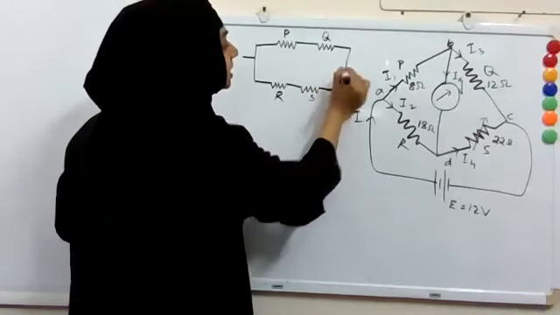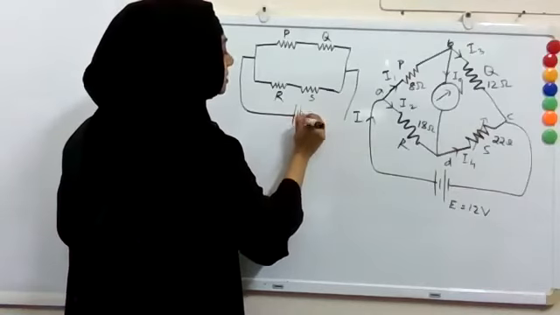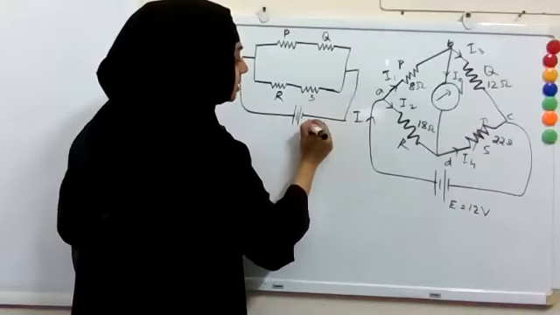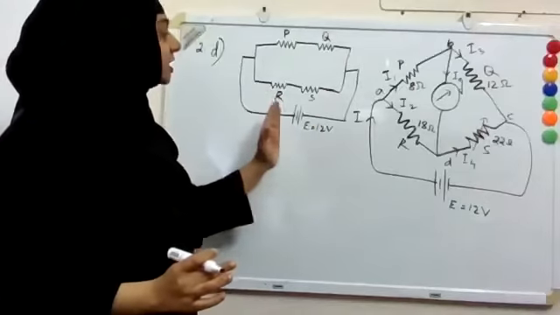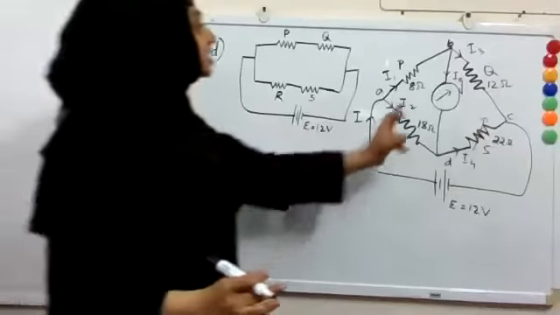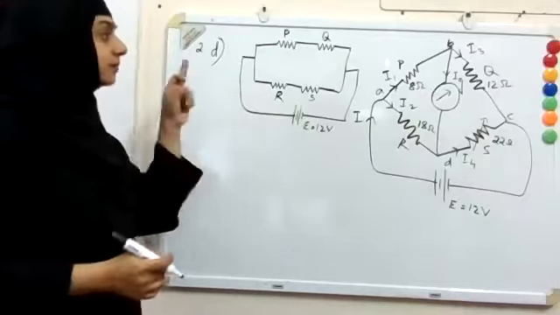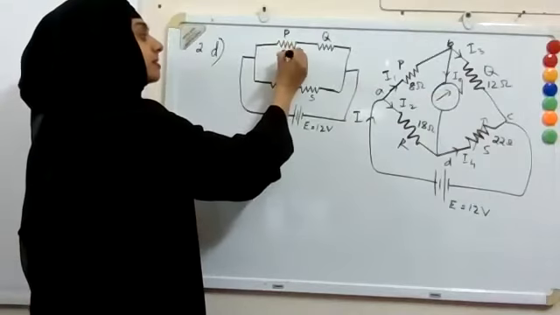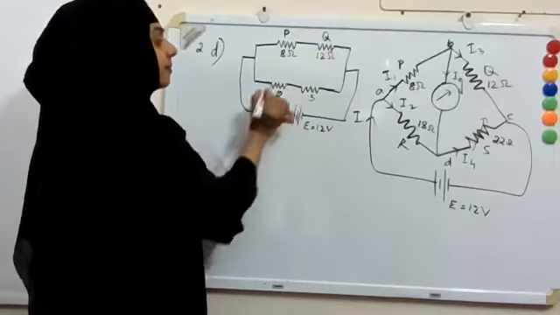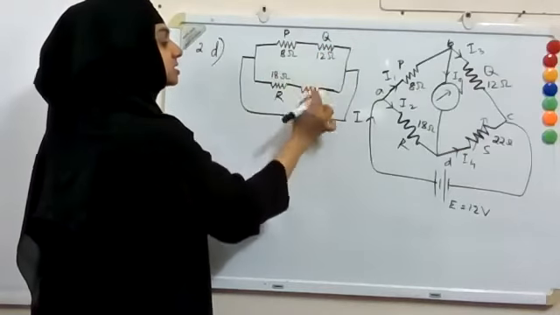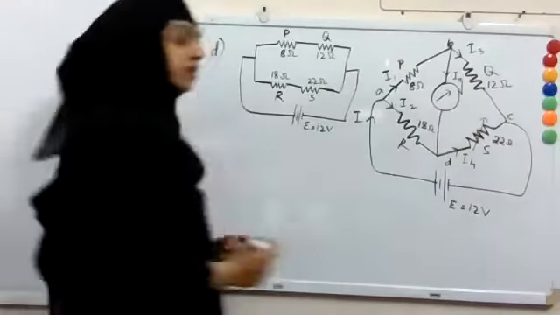And they will be connected to this cell or battery having EMF 12 volt. So this will be the form of the circuit if there is no galvanometer in between. Do you have any doubt here? Why I drew like this? Is this clear how I draw the same circuit without the galvanometer?